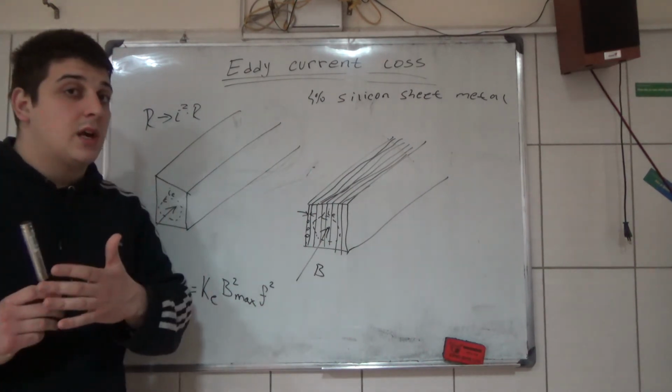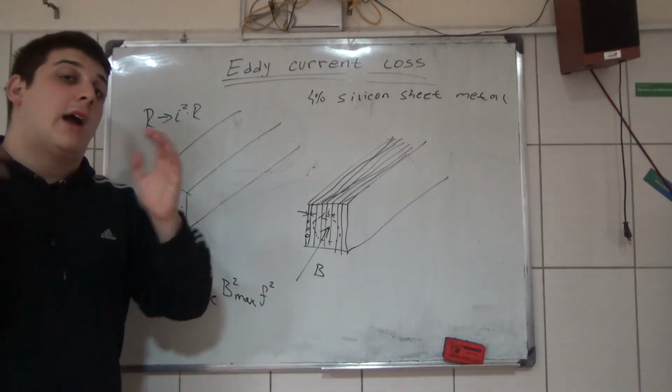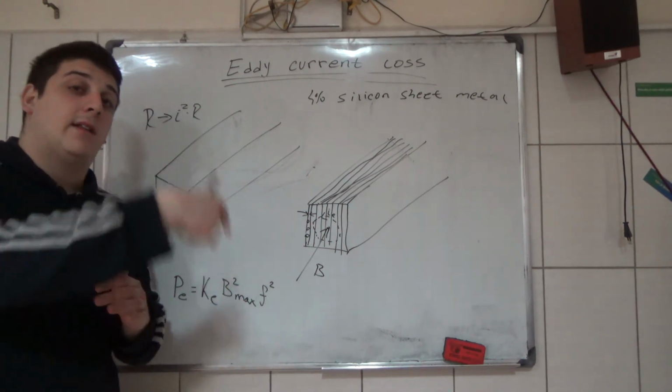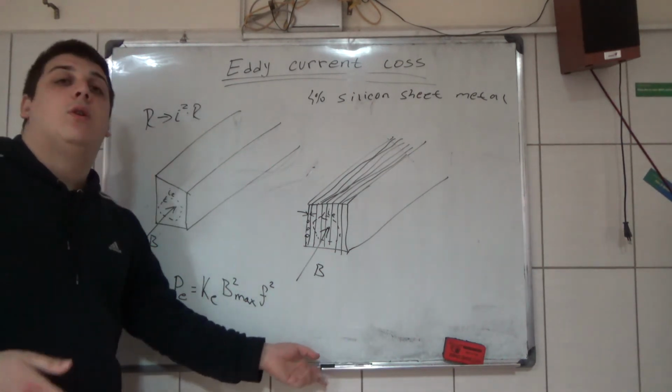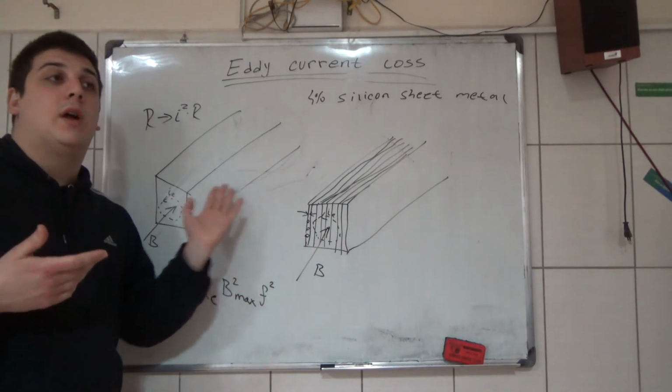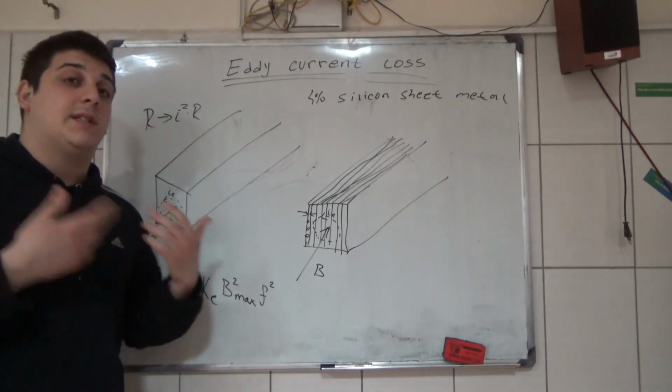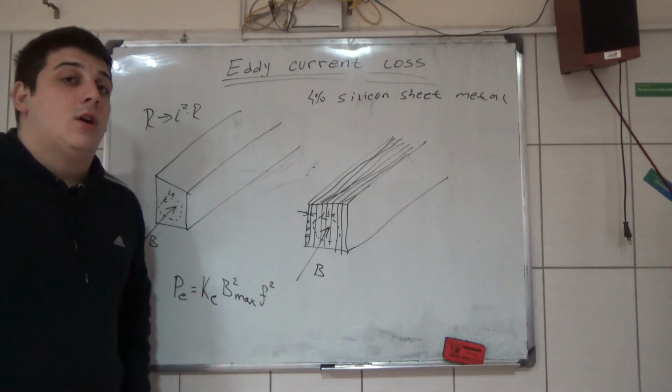So hysteresis loss and eddy current loss are the two losses in magnetic circuits, and that's why you need to know what's going on for the mechanical design of electric machines.